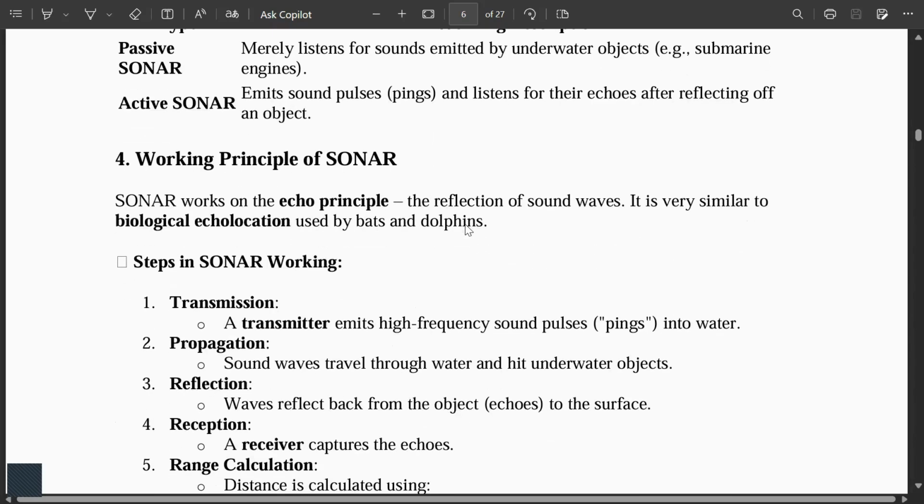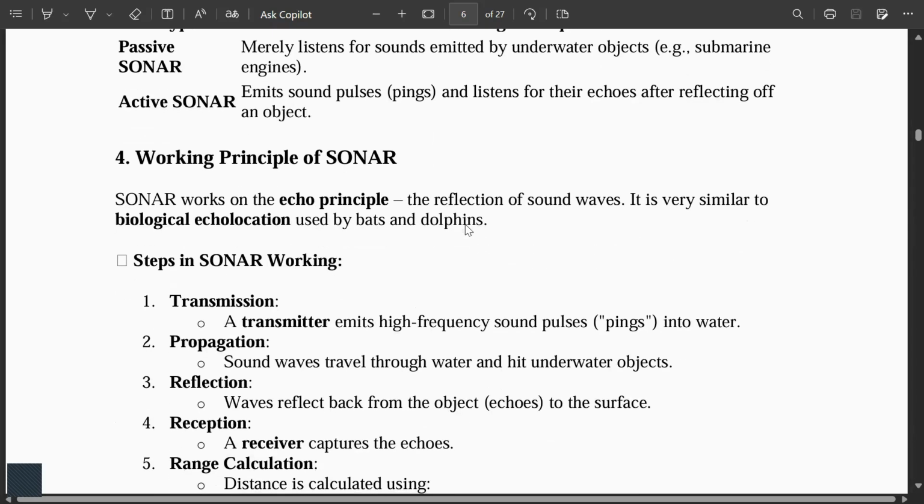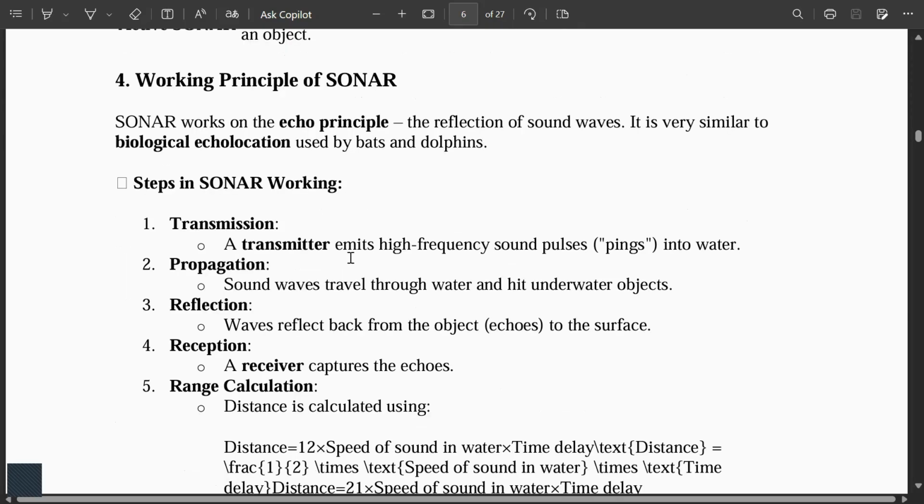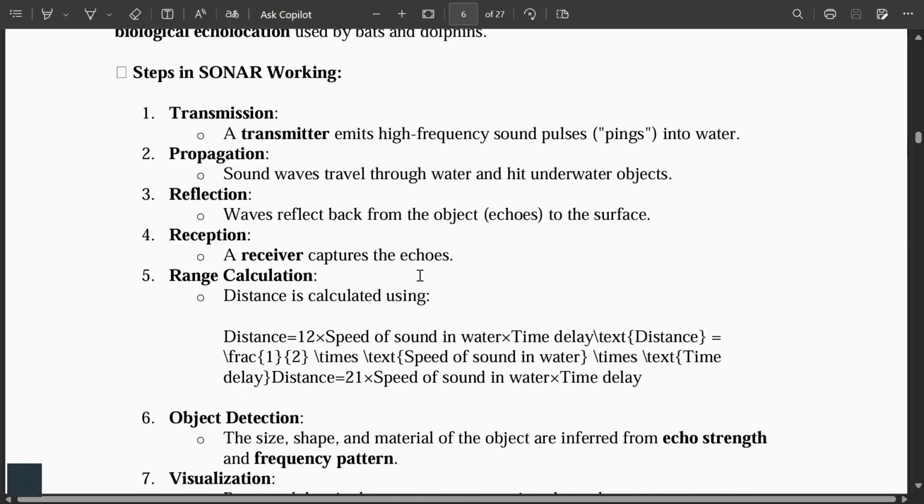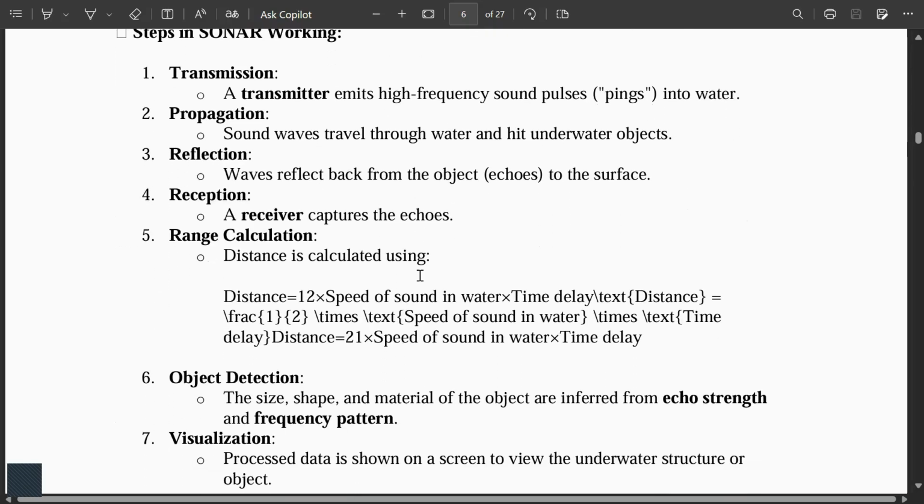Working principle: it works on the principle of echo, that is, reflection of sound waves. It is similar to biological echolocation in bats and dolphins. The first step is transmission. A transmitter emits high-frequency sound waves into the water. The sound waves travel through the water, hit the underwater object, and reflect back. Based on the reflection, the distance is calculated. Our receiver captures the echo.